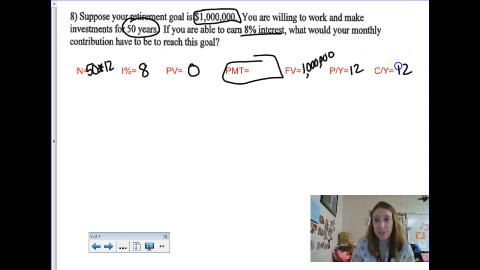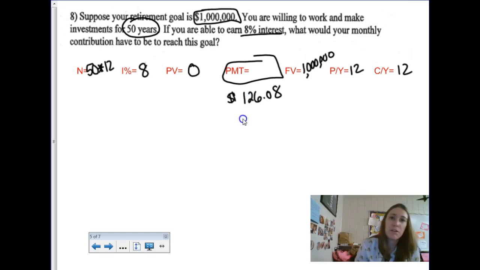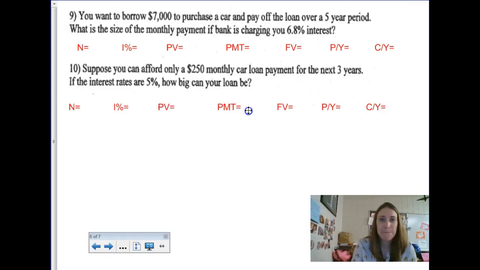Pause the video, enter all this into the TVM Solver, which I already did, and then it turns out, you know what, it's not as bad of news as I thought it would be. We only have to make $126.08 every month to invest into this account. Over 50 years, so bad news for Abruzzo because it may not live that long, but that's okay.